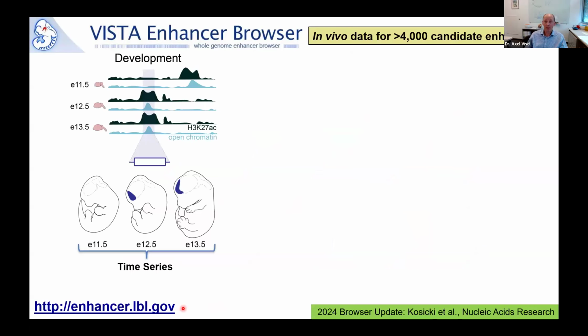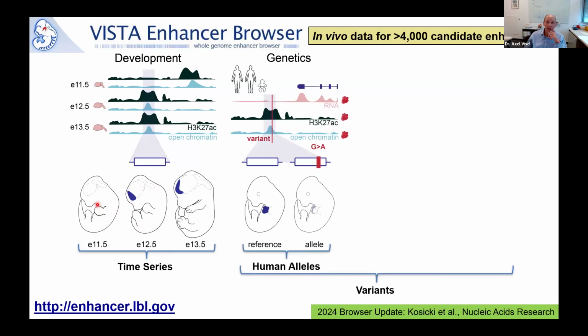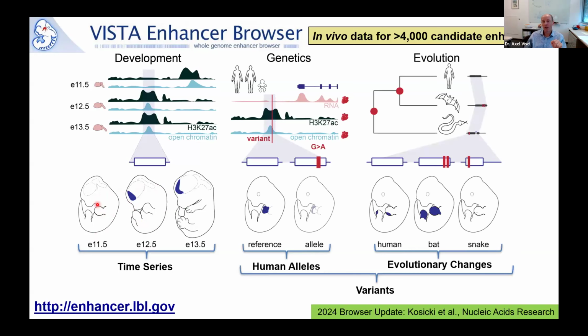And just last year, we released a major update for this Enhancer Browser that provides improved support, for example, for developmental time series of enhancer activity, that allows you to directly compare reference and allelic versions of enhancers where we have tested those. And it also makes it easier to browse through various evolutionary alleles of enhancers that we have in our system. So if you're interested in this, I encourage you to go to enhancer.lbl.gov. And again, this is relatively new, so if you have any suggestions for further improvement of the new UI, we are very interested in that.